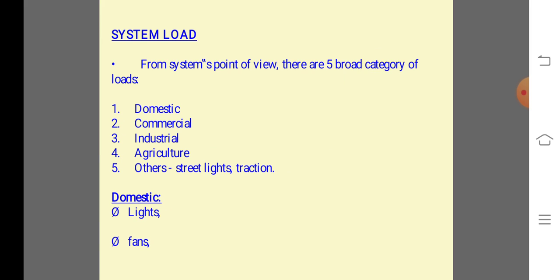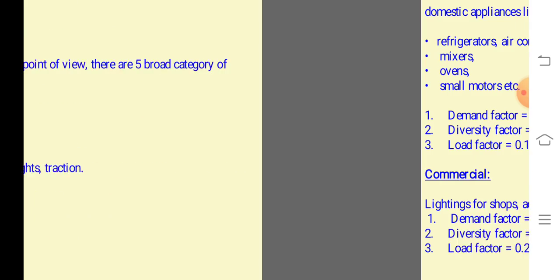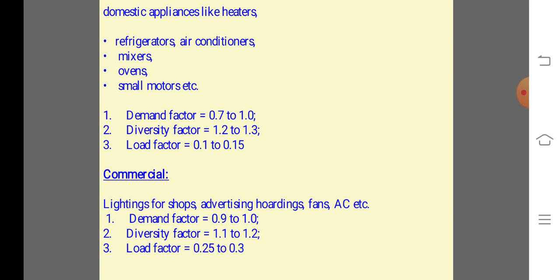The system load broad categories are domestic, commercial, industrial, agriculture and others. Domestic system load categories are lights and fans, then domestic appliances like heaters, refrigerator, air conditioner, mixer, oven, and small motors.